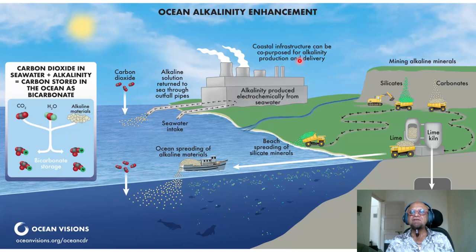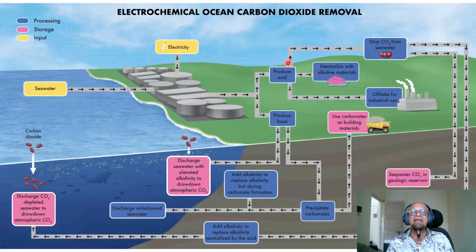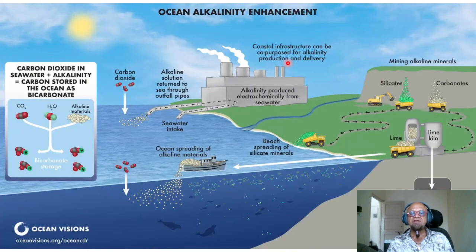So coastal infrastructure can be co-purposed for alkalinity production and delivery, which we will see in another infographic on electrochemical ocean carbon dioxide removal in the next podcast. They are closely related, just the details are different.